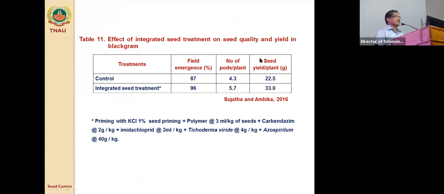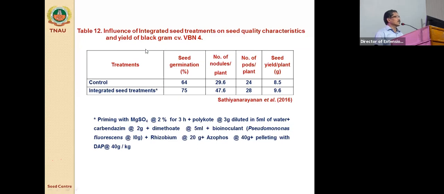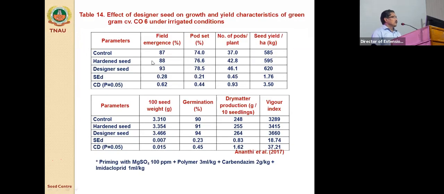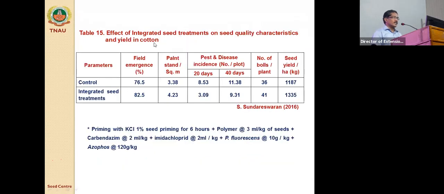See, field emergence is improved, the number of pods is improved, and seed yield is improved. Likewise, for most of the crops, seed germination is improved, along with the number of nodules, plants, pods and seeds. This is the combination we followed for making the designer seed. Here ADT 39 rice also we have standardized. With this combination, field emergence improved, number of panicles improved, seed recovery and seed yield too. Likewise we are doing it one by one; in green gram this is the combination, and in cotton this is the combination.